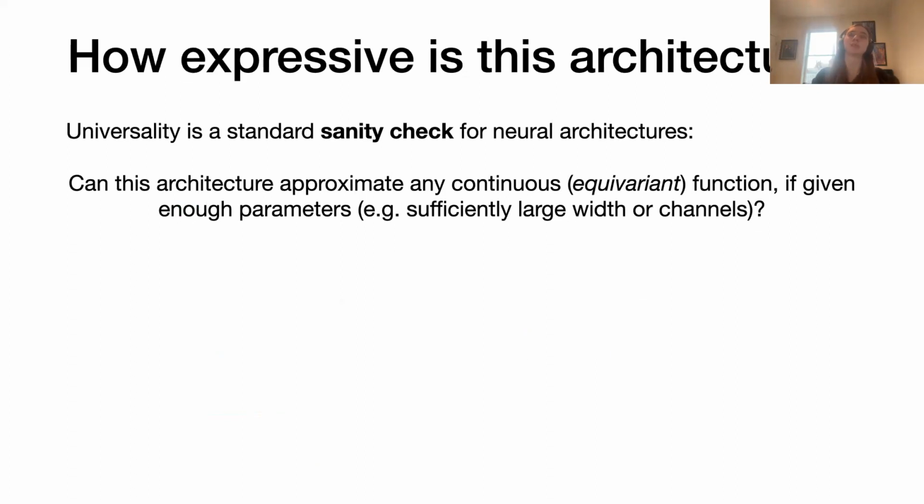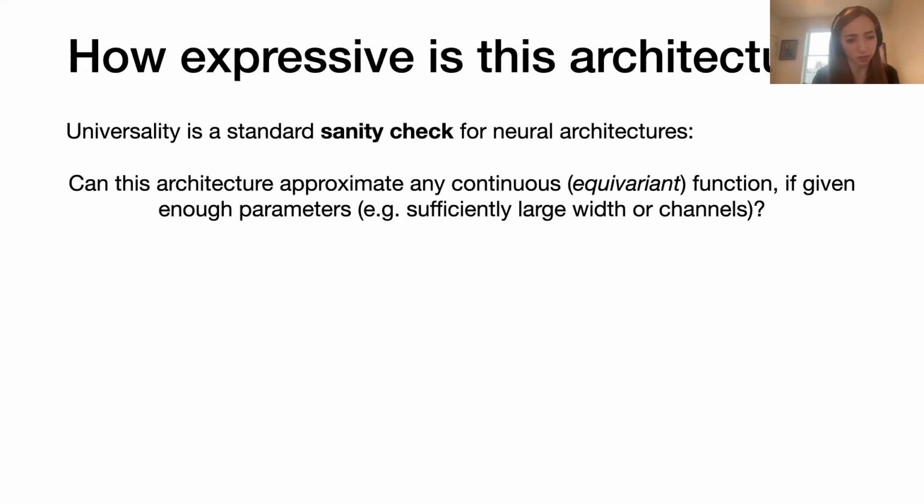Generally, when you're designing a new neural network architecture, there's a very classical sanity check that is typically done, which is universality. Even outside the equivariance literature, you can ask: I have some family of architectures, and it has some knobs I can turn, typically how large the width of the network is or how many channels it has. If I turn this knob sufficiently and I'm allowed to choose any parameters for the network, can I arbitrarily well approximate any continuous function?